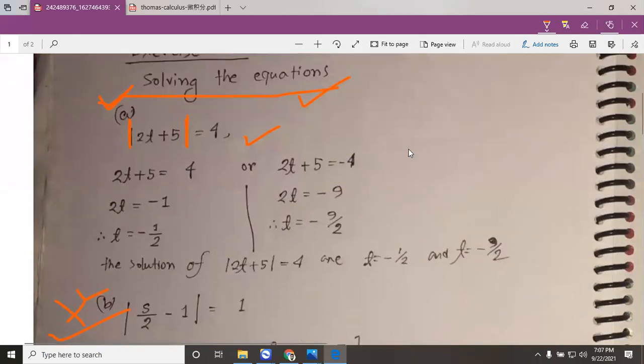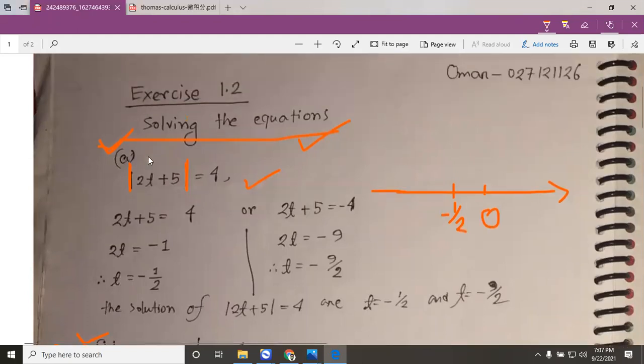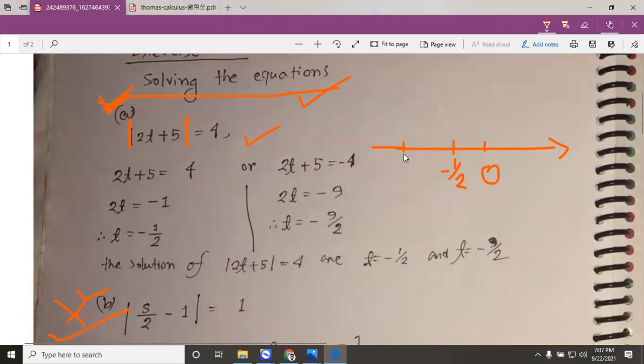So we are drawing the real line of this inequality number A, okay? So this will be -1/2, and where will -9/2 be? -9/2 will be here. So if we draw 9/2.